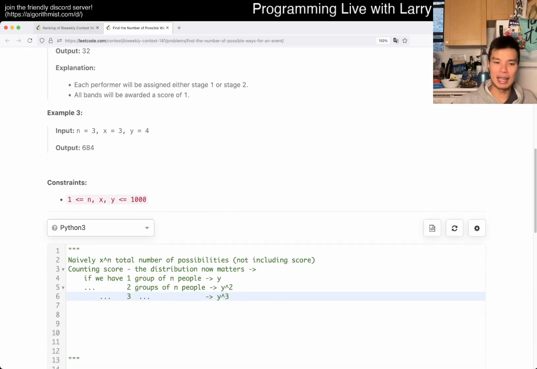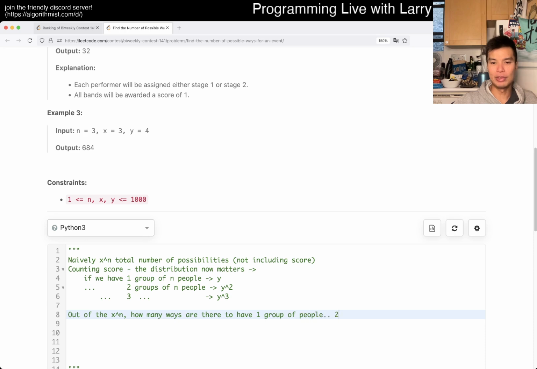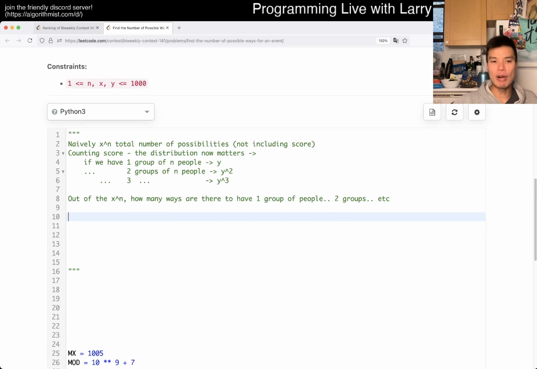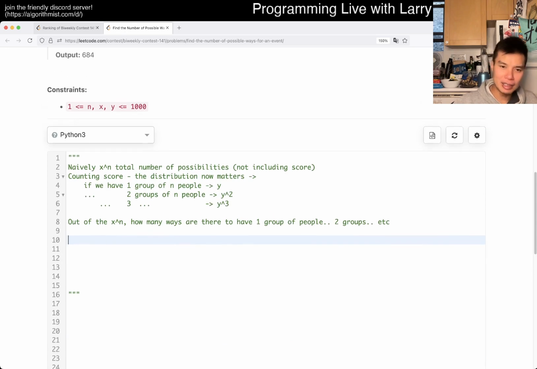But after that, I noticed that, okay, right? So now you have this group of people, and this is the Y contribution, right? Then the question is, okay, out of the X to the power of N, how many ways are there to have one group of people, 2 groups, etc., right? Well, there are also, you know, even this has multiple parts, right?